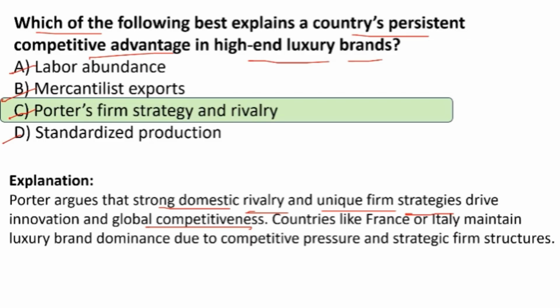Countries like France or Italy maintain luxury brand dominance due to competitive pressure and strategic firm structures. Right? So these are the countries who are good at exporting these products. They have dominance in luxury brands due to competitive pressure and strategic firm structure. Okay, that is the reason behind it. Understood? So the right answer is C, Porter's firm strategy and rivalry, which explains the country's persistent competitive advantage in high-end luxury brands.